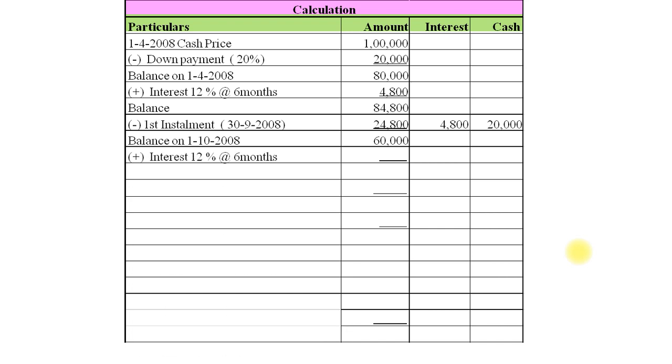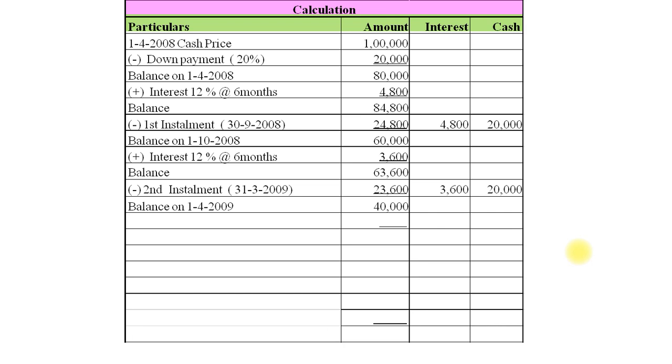Plus interest, the second interest, that is 12% at 6 months, it comes to 3,600. You will get the balance, that is 63,600. Minus your second installment on 31/3/2009. Now in the second installment also your cash price is 20,000, interest is 3,600, so the final installment which you get is 23,600. So the balance which you get on 1/4/2009 is 40,000.